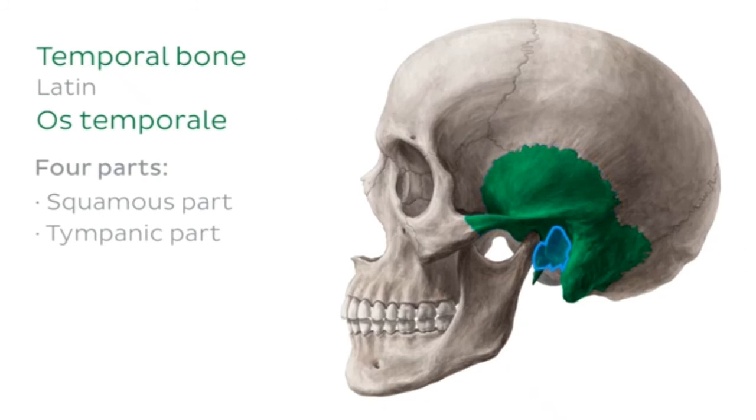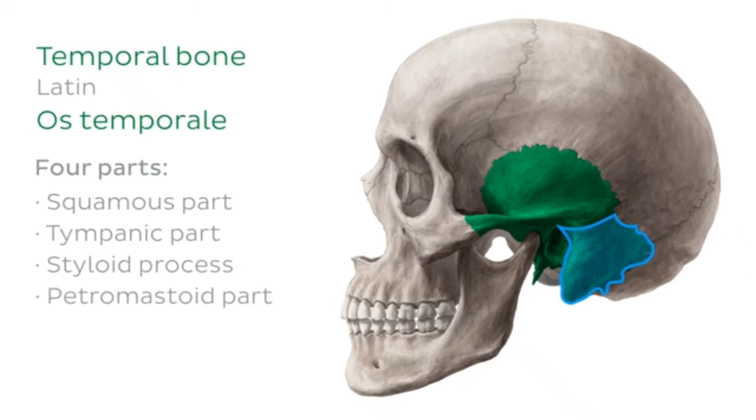The tympanic part, which relates to the area I've highlighted around the external acoustic meatus. The styloid process, the spiky process we can see located just below the tympanic part. And the petromastoid part, which includes the mastoid process of the skull. Along with forming part of the base of the cranial vault, the temporal bones also participate in the formation of the lateral walls of the skull.